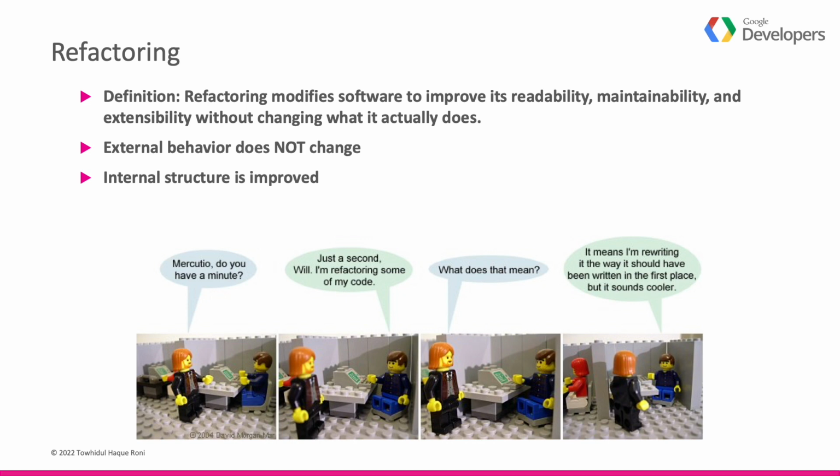Refactoring is a crucial practice in software development that allows us to improve the quality of the code without altering its external behavior. It involves making changes to the internal structure of the codebase to enhance its readability, maintainability, and extensibility. When we refactor code, we aim to make it easier to understand, modify, and add new features to without changing its observable behavior from the perspective of users or other parts of the system.